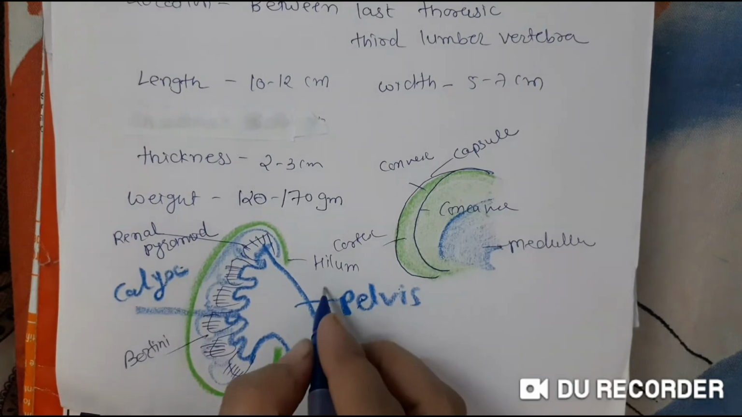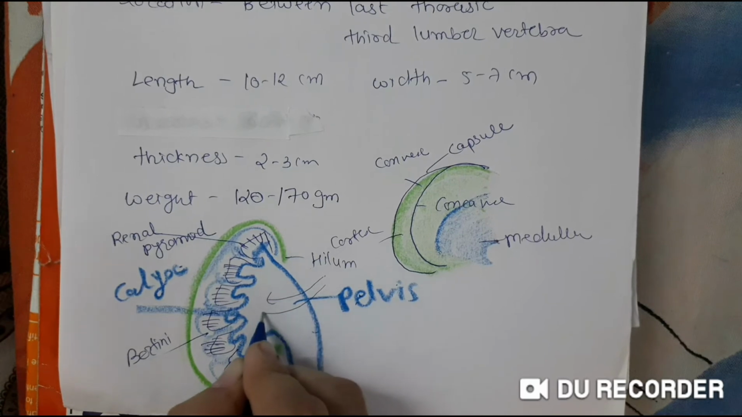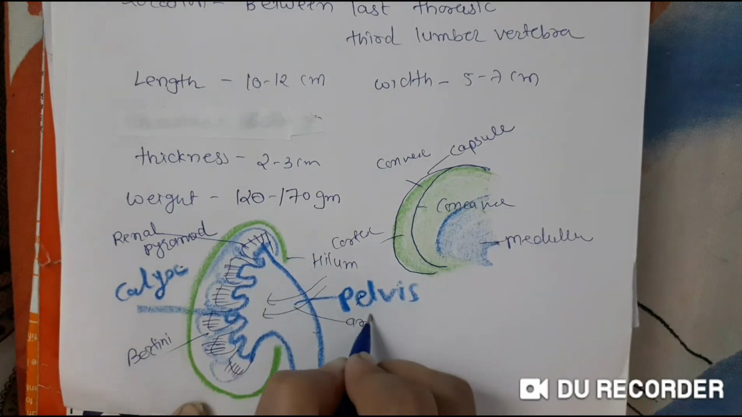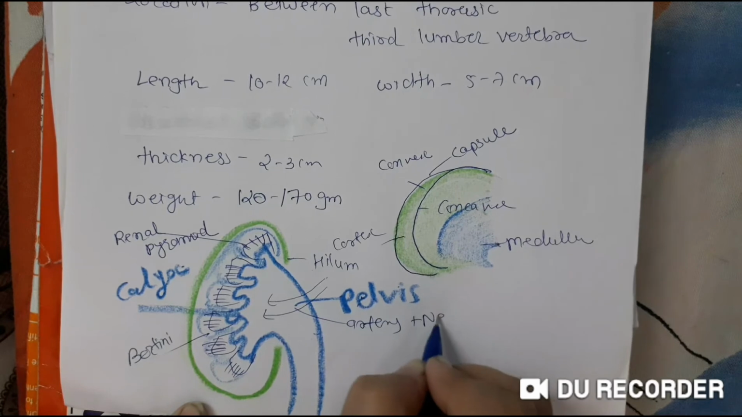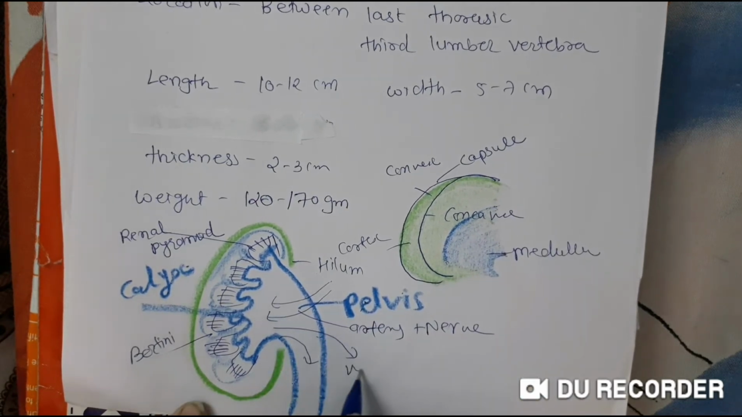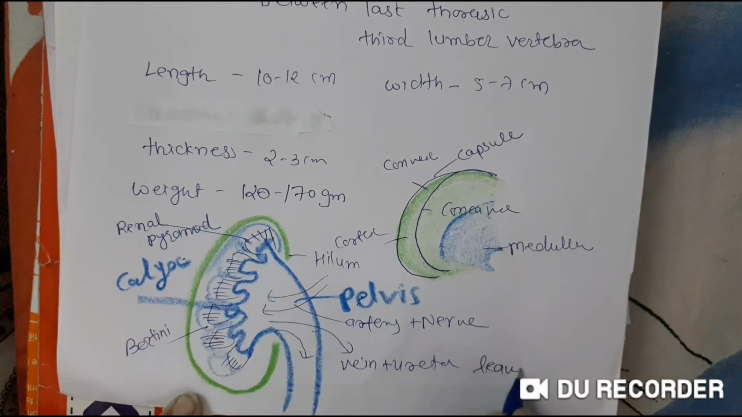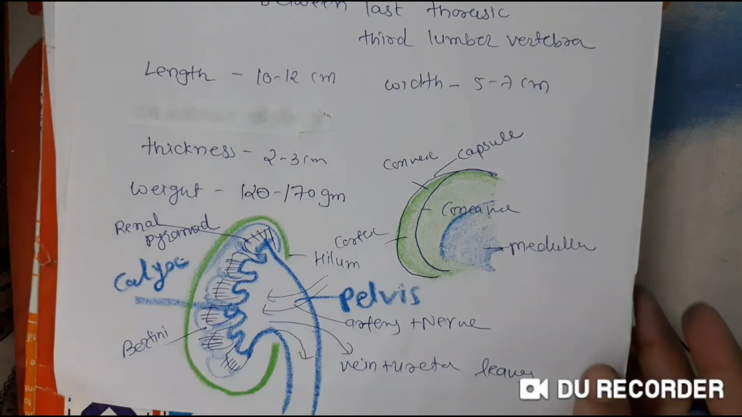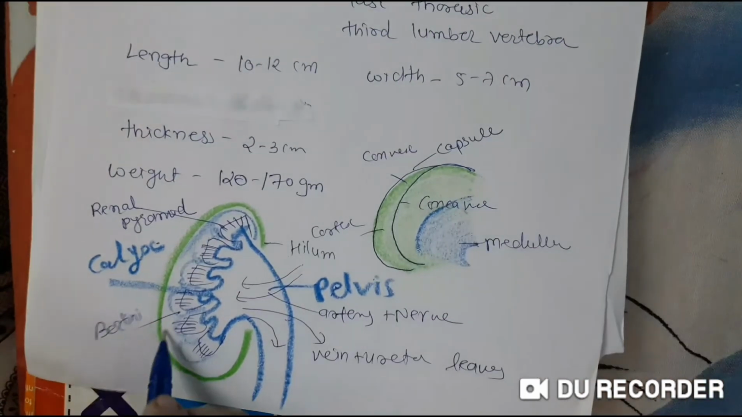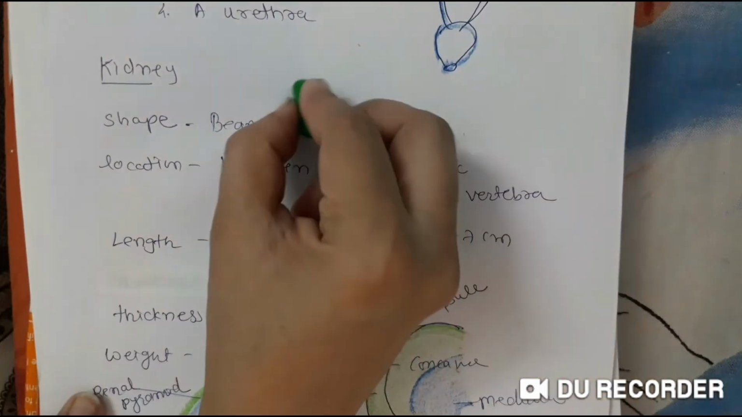Hilum is the region in which artery and nerves enter, and the vein and the ureter leave. Done. So this is the general information about the kidney. This is the diagram which is important. You have to explain this with a diagram, and it is a 3-mark question.